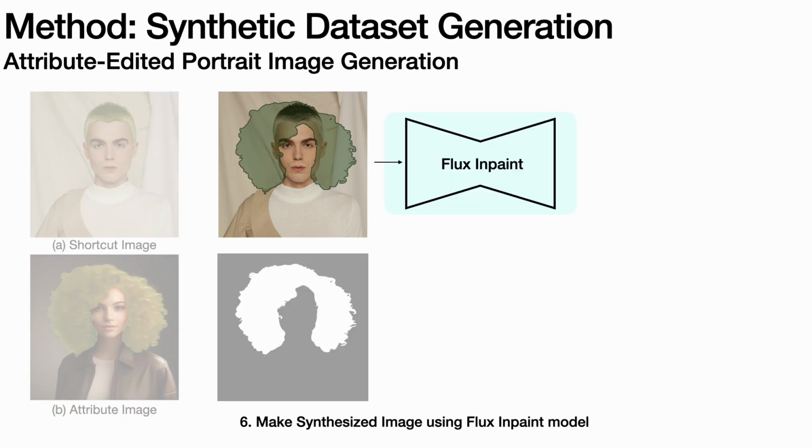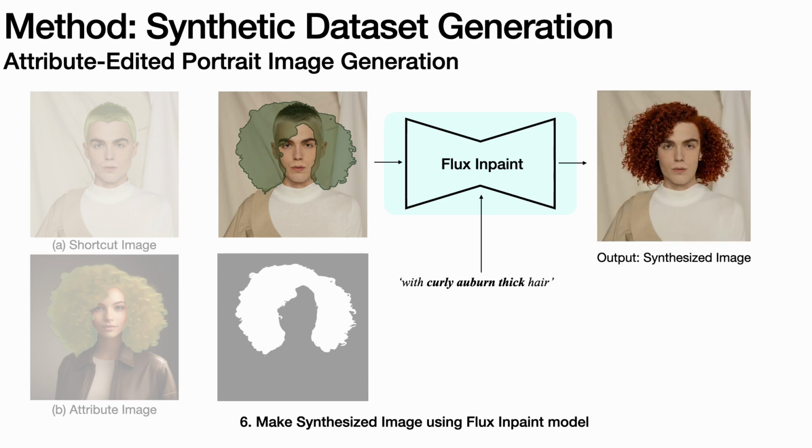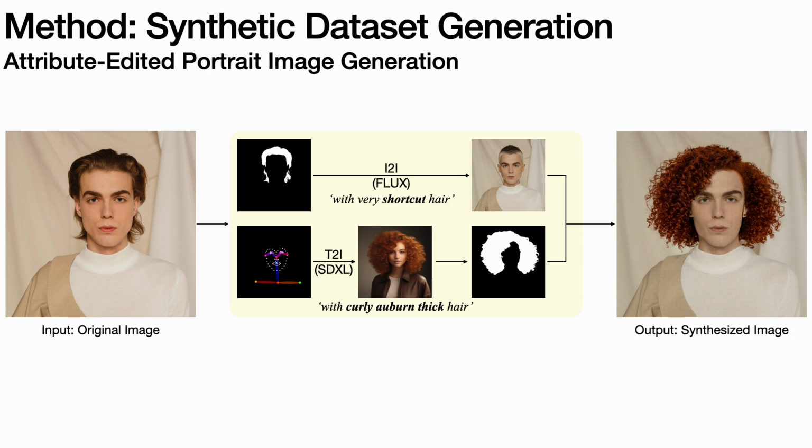Finally, using the generated final mask image and the shortcut image, we employ the flux inpainting model to synthesize the attribute edited image. This process generates a synthesized image from the original portrait image that aligns with the text prompt while preserving the reference identity.